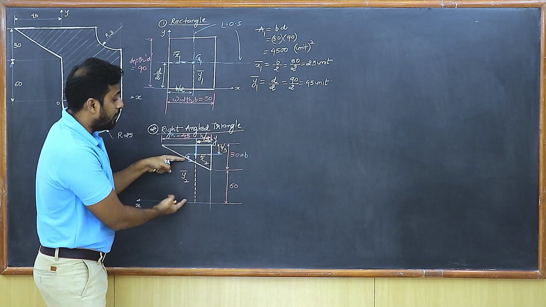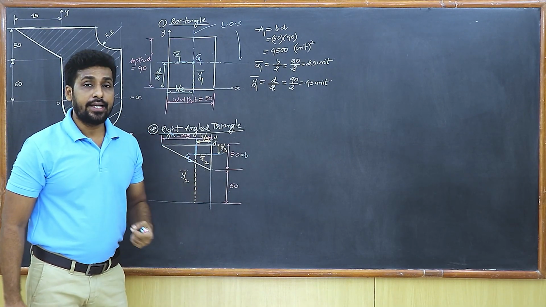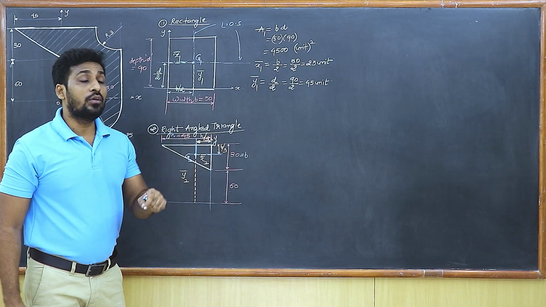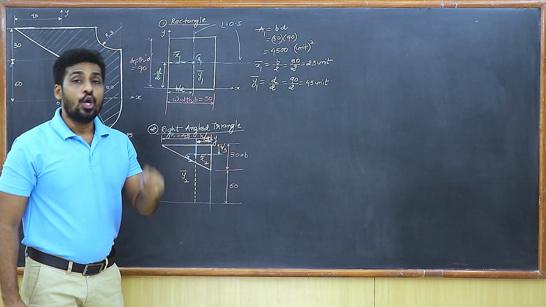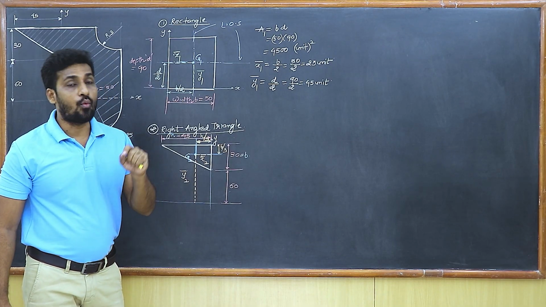So you've got to be very careful. Even though I know that the coordinates of the centroid are h/3 and b/3, it is not necessary that they will become the values of the centroid also. You should always get the distance of the centroid from the original x and y axis.